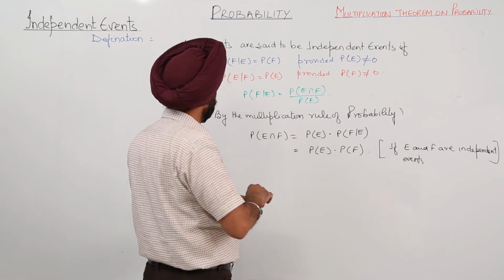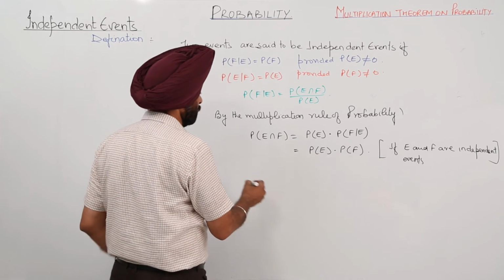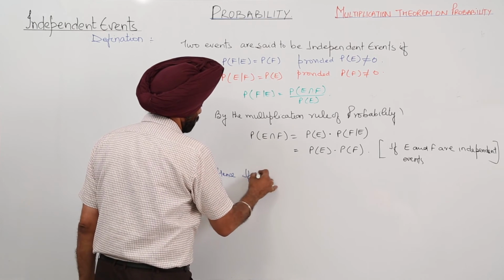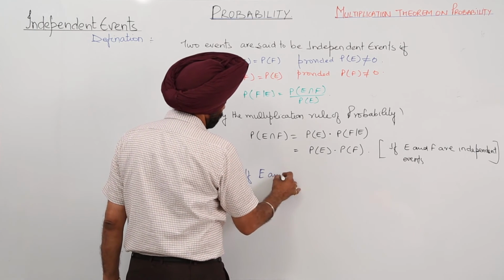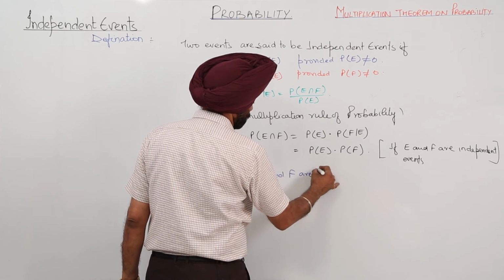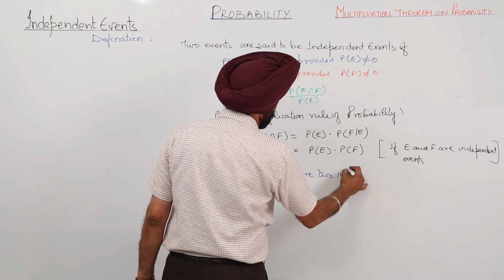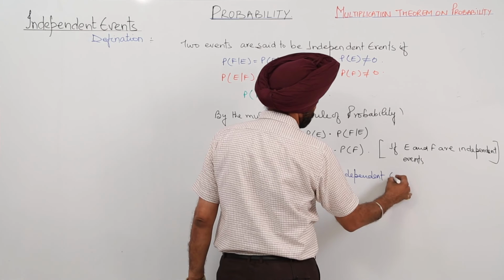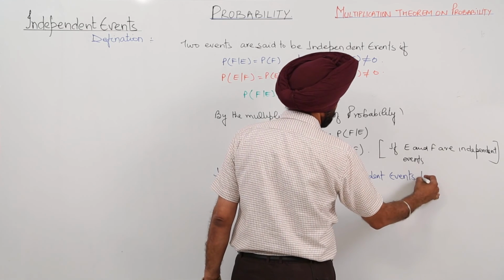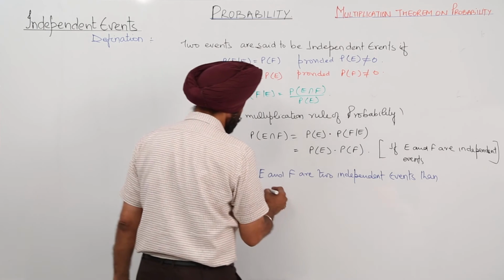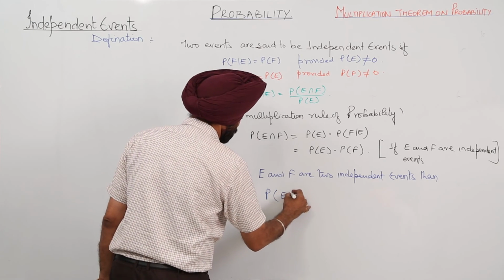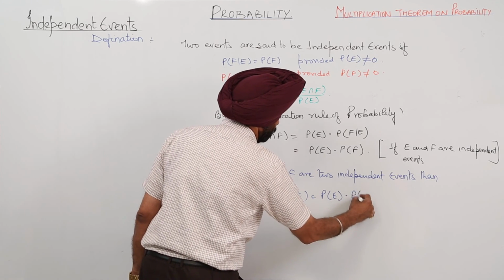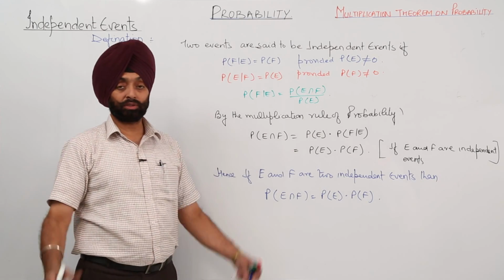Hence, if E and F are two independent events, then probability of E and F is equal to probability of E times probability of F. So this is a very short thing.